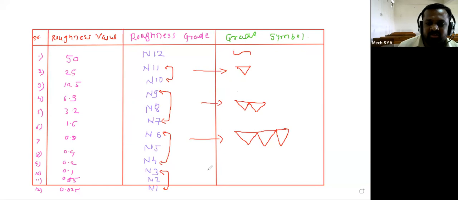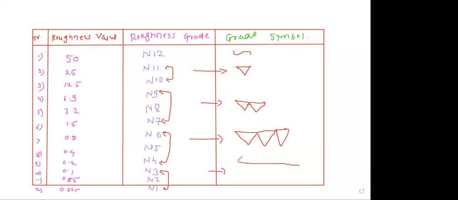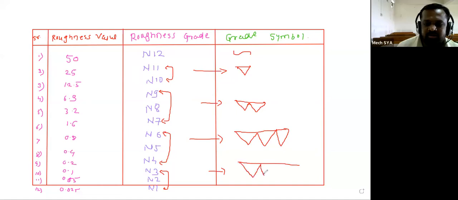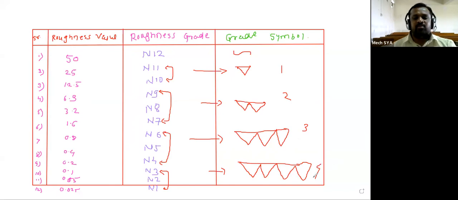See? And for this grade, how much? 4. You have to draw the 4 triangles. 1, 2, 3, 4 lines. Okay. See, in this manner, 1 triangle here, 2 triangles here, 3 triangles, and here 4 triangles. In this manner, we can easily understand this surface roughness chart along with the grade and the symbol. Okay, understood? Yes. Yes, sir.